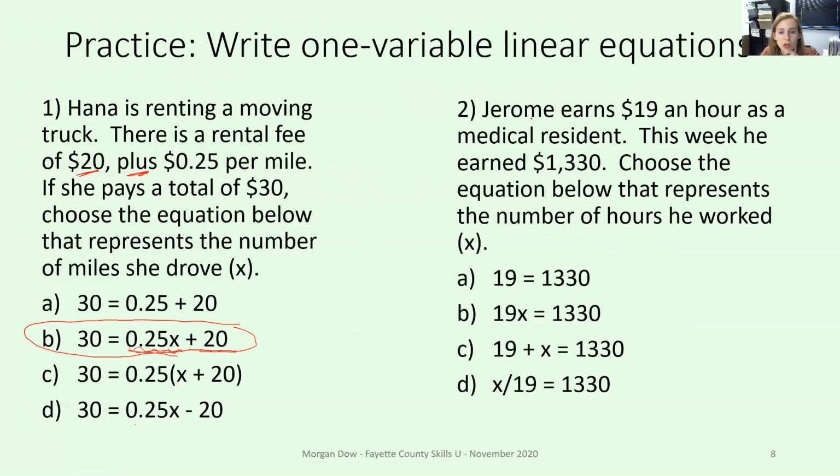All right, number 2, Jerome earns $19 an hour as a medical resident. This week he earned $1,330. Choose the equation below that represents the number of hours he worked, X.